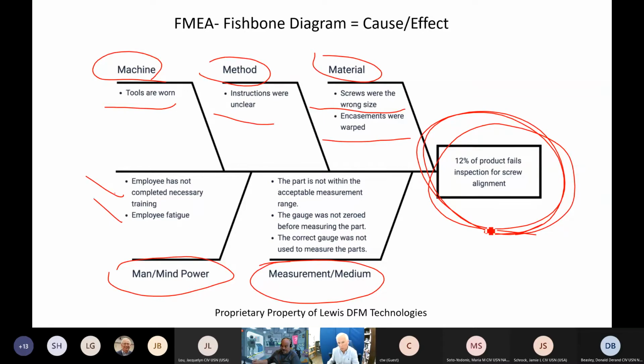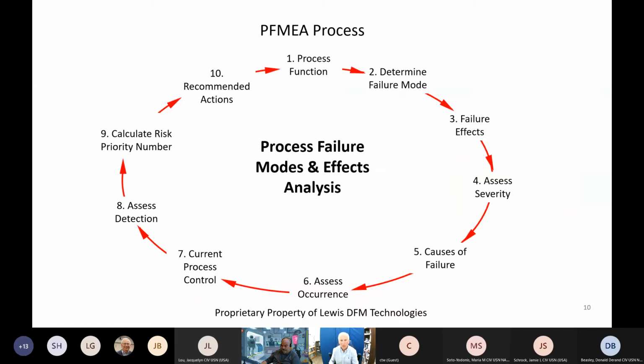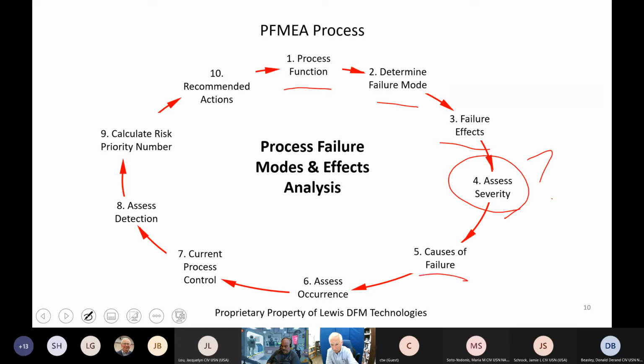Which we're going to move to right now. And so here is the PFMEA process. There are 10 steps. We're going to go through these one at a time. They are process function, determine failure mode, look at failure effects, assess severity, and here is where we're going to rate some stuff, causes of failure. We're going to assess occurrence, and we're going to do some calculation and figuring there.